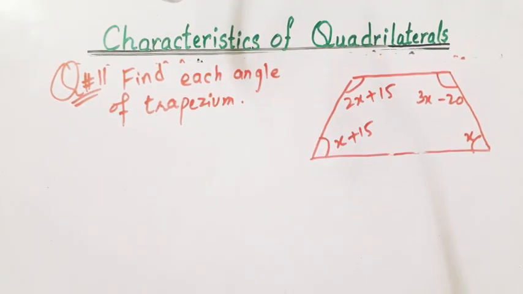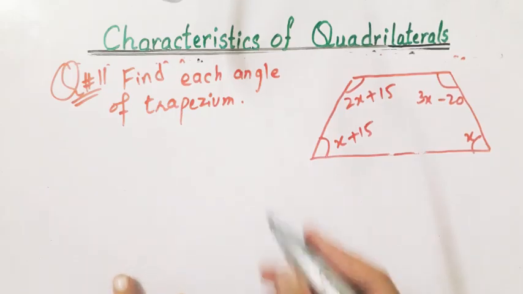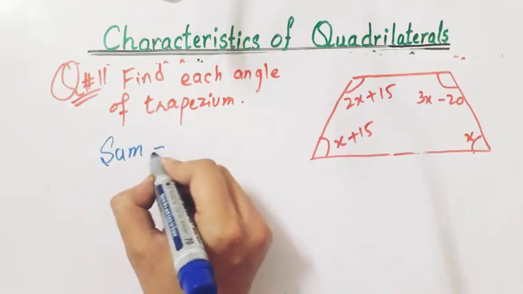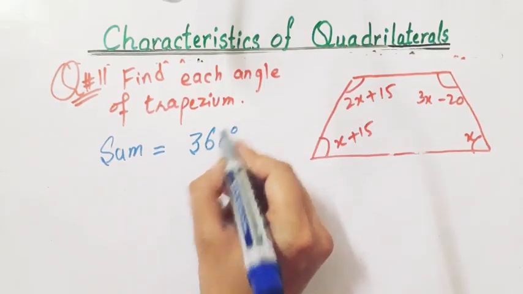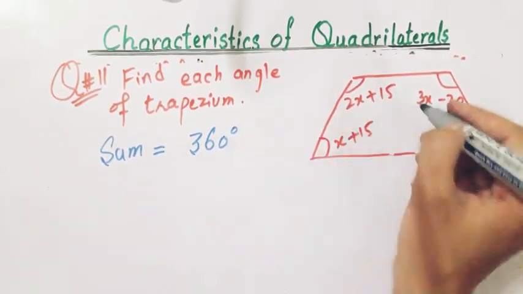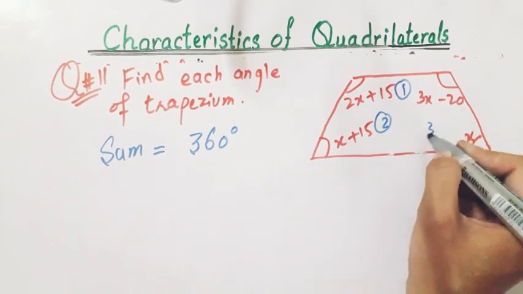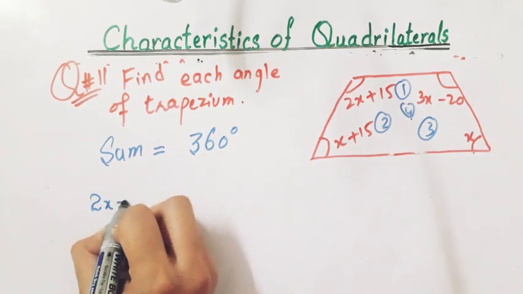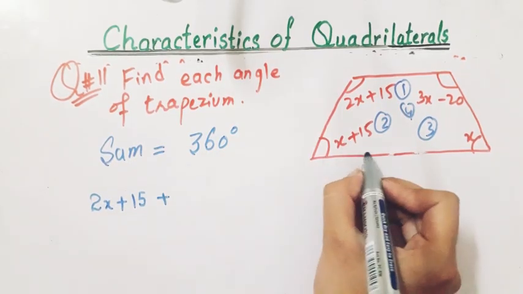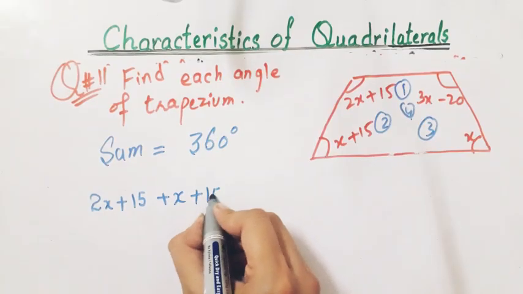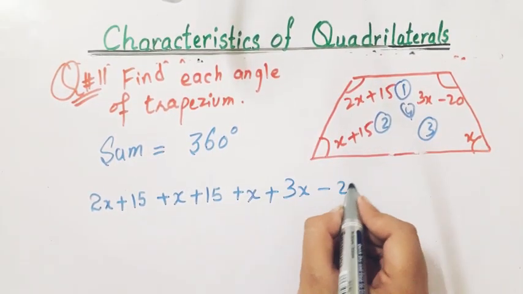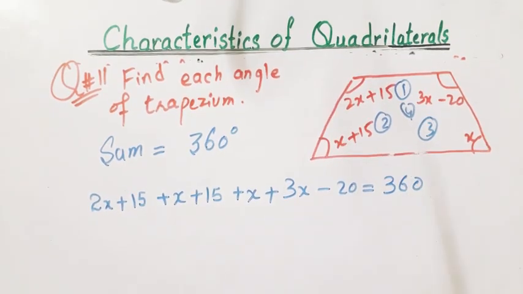Now question number 11. Find each angle of the trapezium. This is the shape trapezium, and I already told at the start that the sum of all the angles in a trapezium equals 360. So we will add all of them. This is angle 1, this is 2, this is 3 and this is 4. All angles are given. First is 2x plus 15, second is x plus 15, third is x, and the fourth is 3x minus 20, and that equals 360.